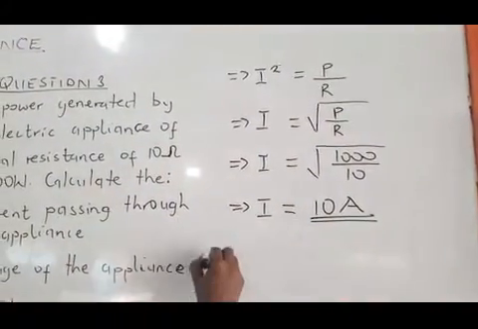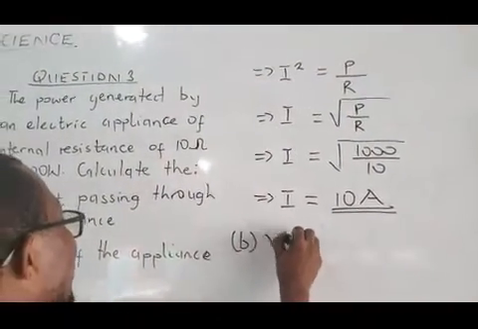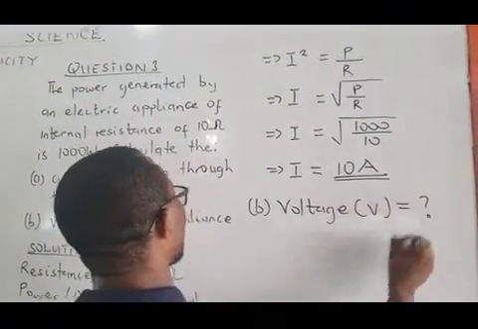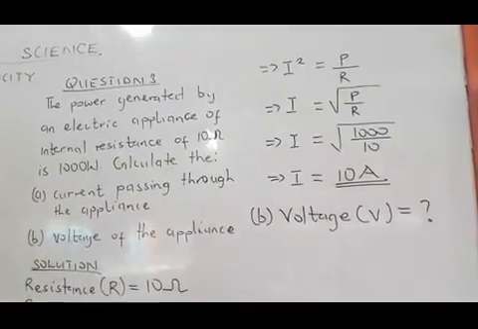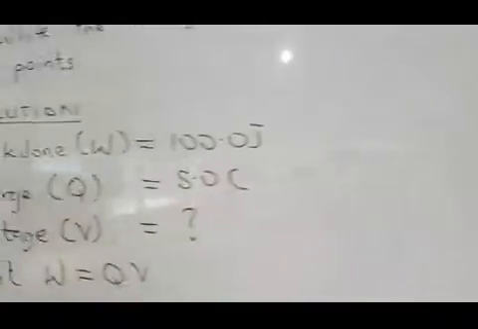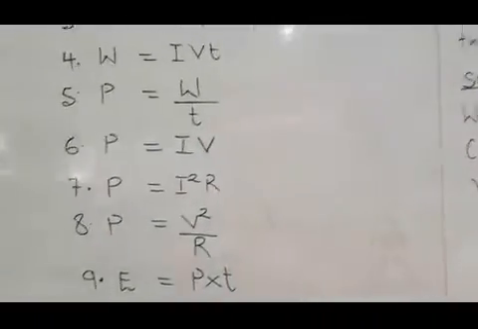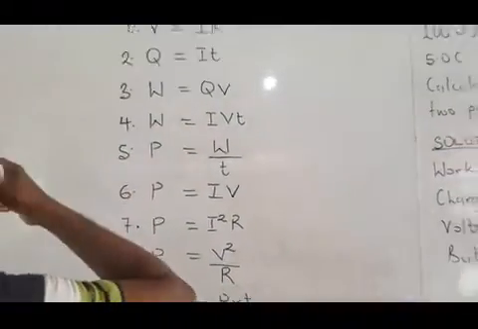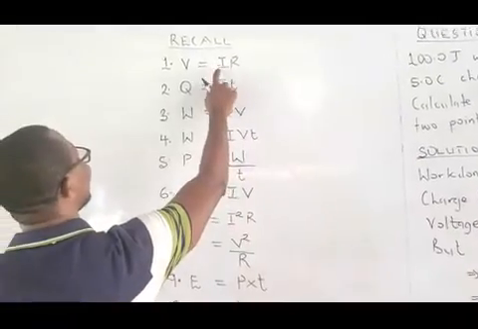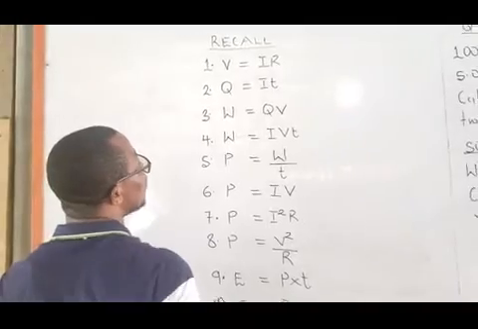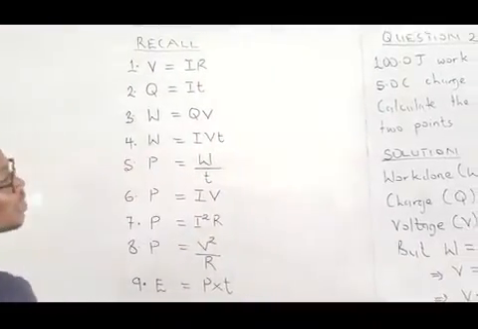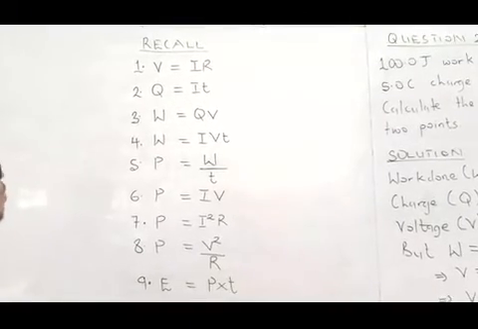The question B is asking for the voltage of the appliance. Voltage V, question mark. Now, there are two ways you can solve for the voltage. You can use Ohm's law, because from the question you have the resistance given, and we have also calculated the current. So using equation 1, you multiply the current that we have calculated by the resistance that is given in the question, and that will give you the answer.